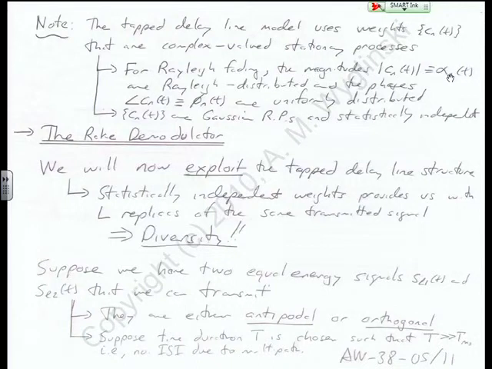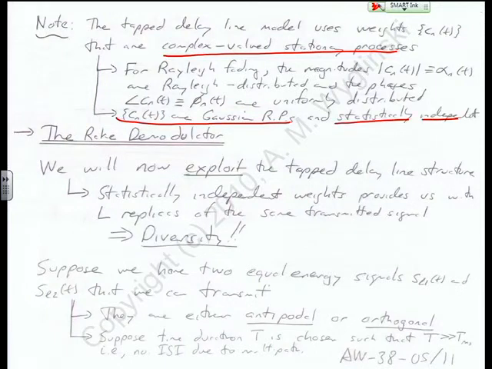Now, let's say we use weights that are complex-valued stationary processes. There are a few slight changes, including the fact that the Cn are now Gaussian random processes and statistically independent. That's a little factoid. The reason I want to set this up this way is that we have this FIR structure, this tapped delay line structure, and there's a similar structure which we call the rake demodulator. You've probably heard of rake receivers.